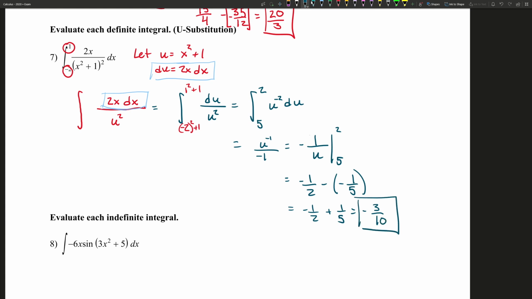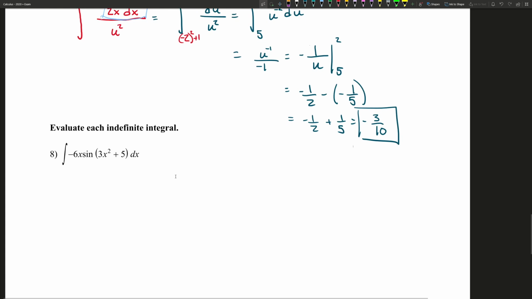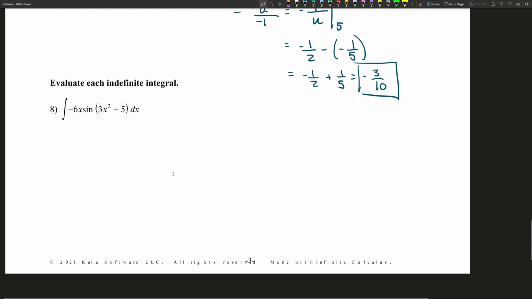Okay. Then number 8 is kind of the same idea, except we have a trig function involved. So if we do this, I'm going to let u equal all of this inside. So let u equal 3x squared plus 5. So du is just equal to 6x. If we rewrite this integral, notice there are no limits, so we don't have to worry about that part. This is just an indefinite integral.